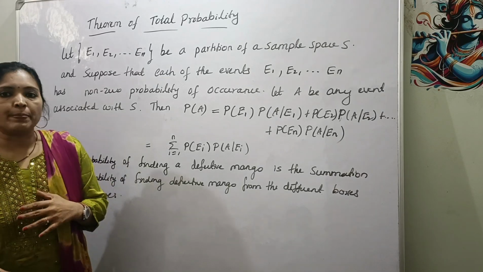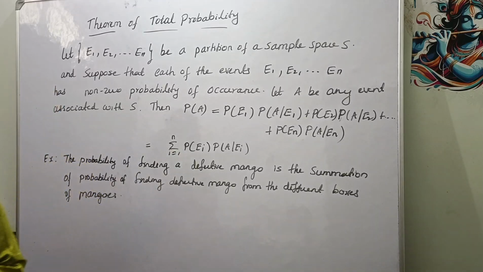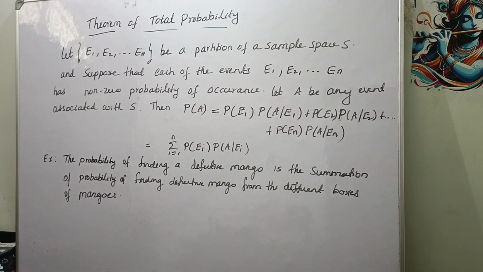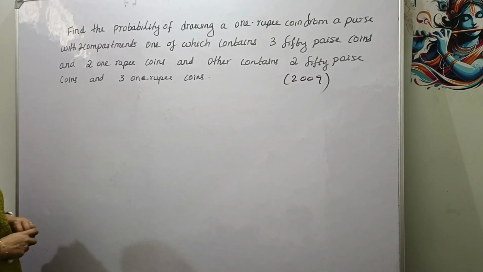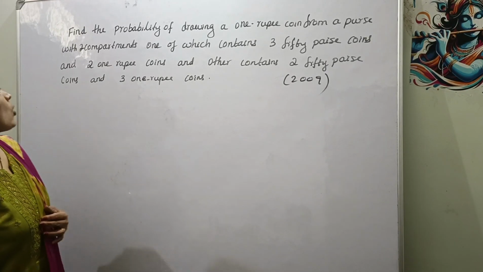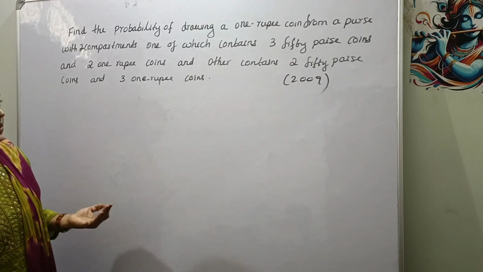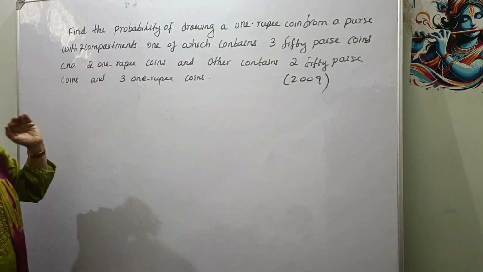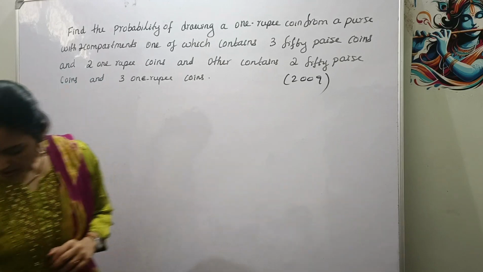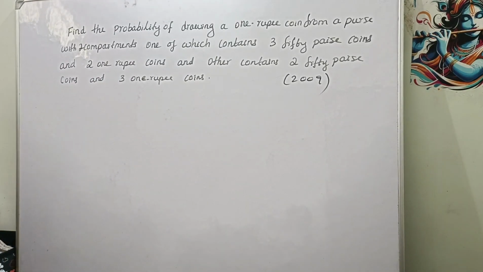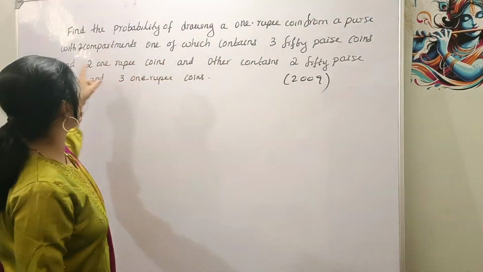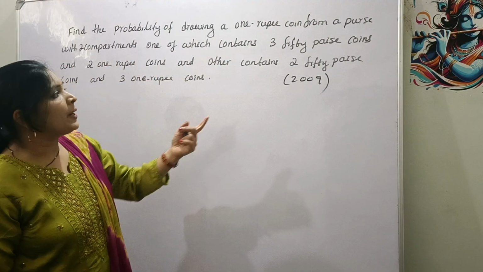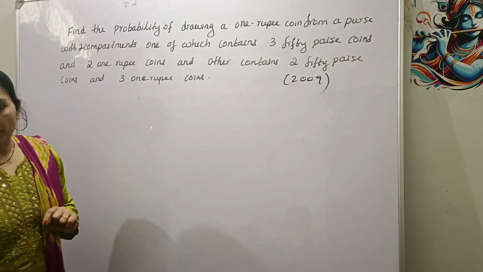Now let's go through some more examples so that you will understand it quickly. Look at this very important question. Find the probability of drawing a 1 rupee coin from a purse with 2 compartments, one of which contains 3 50 paise coins and 2 1 rupee coins, and the other contains 2 50 paise coins and 3 1 rupee coins. So a purse has 2 compartments; the first compartment has 3 50 paise coins and 2 1 rupee coins, and the second compartment has 2 50 paise coins and 3 1 rupee coins.